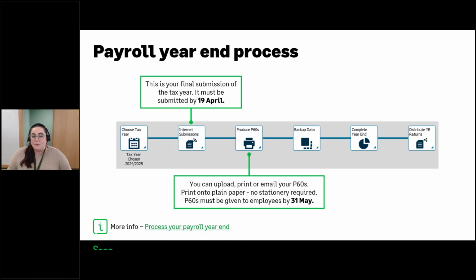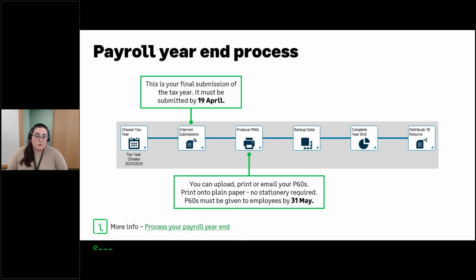After this, again, it's backing up your data. You will hear us say that a couple of times during the webinar, just because it is so important, hence why it has its own step. Then step 5 is to complete year end. So this is going to clear down the year-to-date values for the 24-25 tax year.